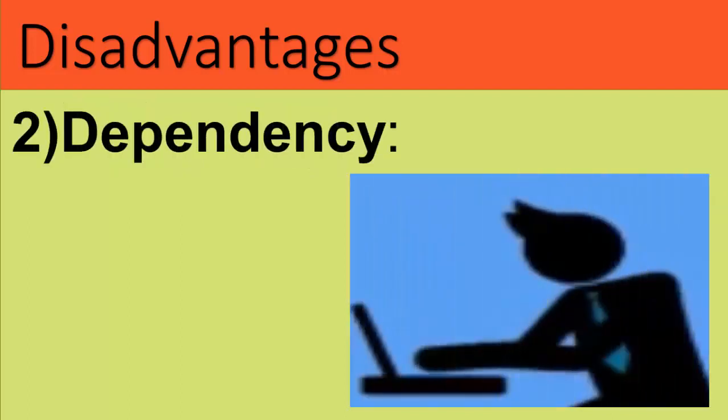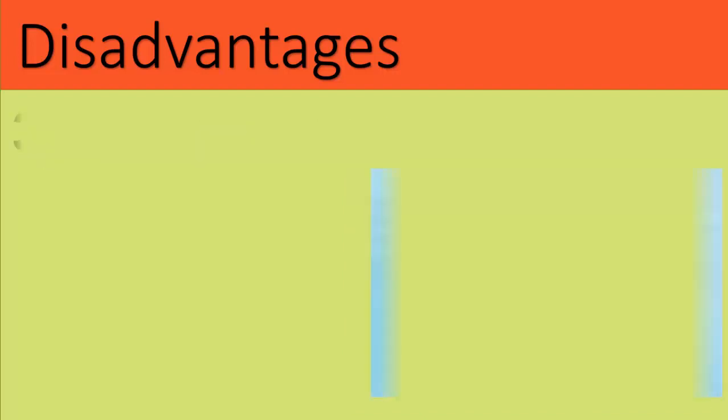The next one, students, is dependency. It functions as per the user's instructions, so it's fully dependent on human beings. If the human doesn't give the program to the computer, the computer will not be able to do any task.